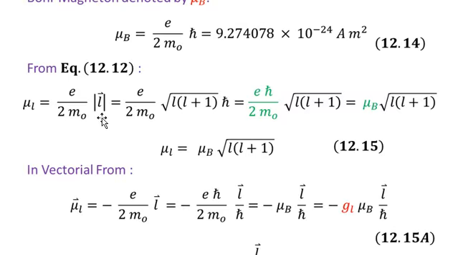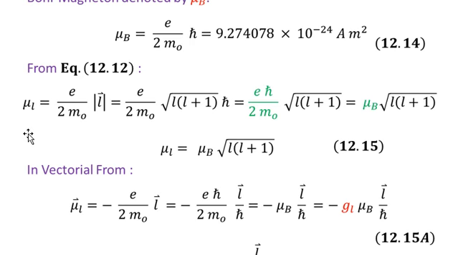And the value of this L mod, that is the magnitude of the angular momentum, has been defined earlier to be equal to the square root of L into L plus 1 times h bar, where L is the quantum number. So you can now separate out these terms, e h bar over 2 m naught, and you can keep the square root terms separate. And this e h bar over 2 m naught is nothing but the Bohr magneton, which we have defined in equation number 14. So that's why mu L can be defined as mu B times square root of L into L plus 1.